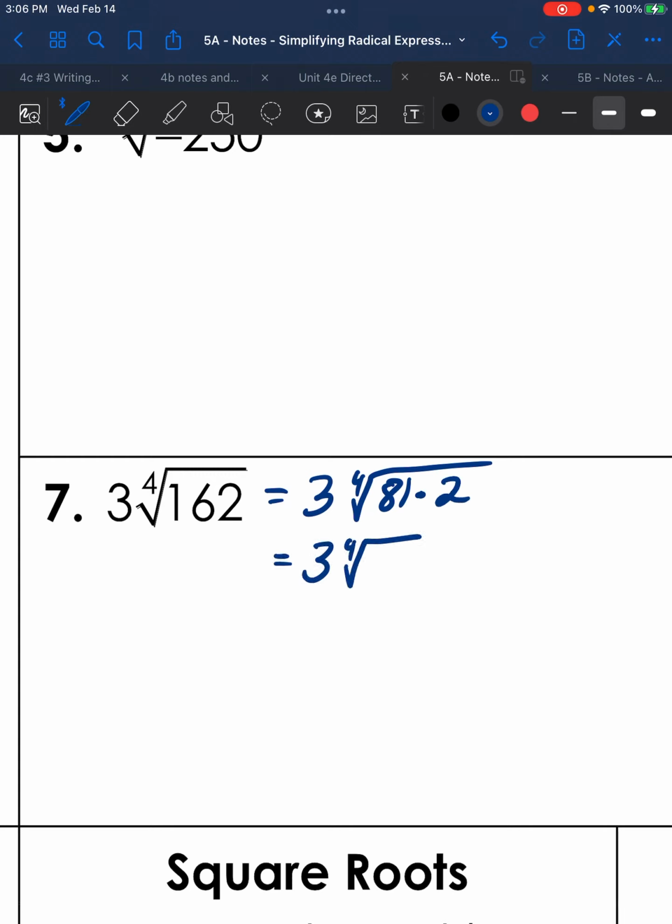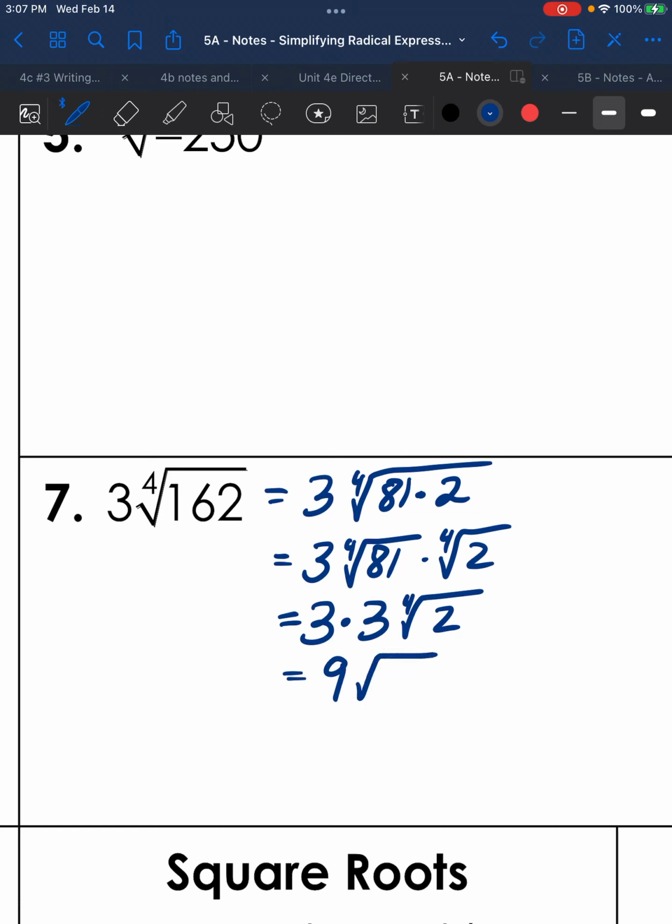The fourth root of 81, we know that is 3. And then we don't know what the fourth root of 2 is, so we're going to keep it that way, because it's going to be an exact answer. So fourth root of 81 is 3, and then the fourth root of 2. And then 3 times 3 on the outside, multiply, always multiplication on the outside when a number comes out. And then we got 9 times the fourth root of 2.